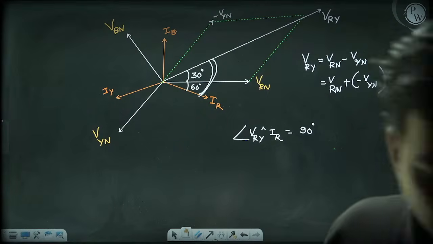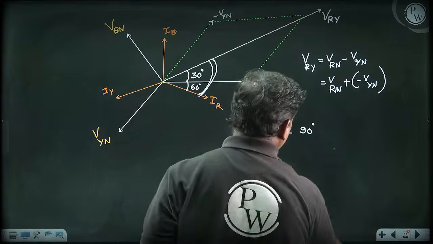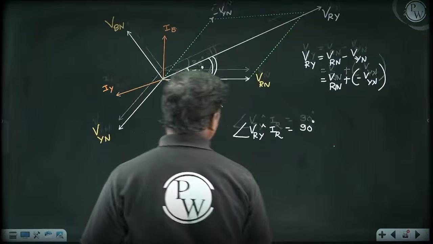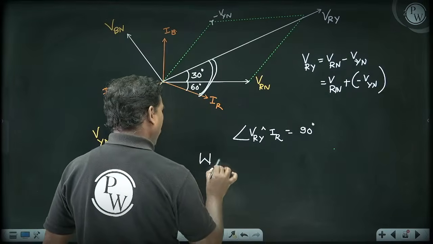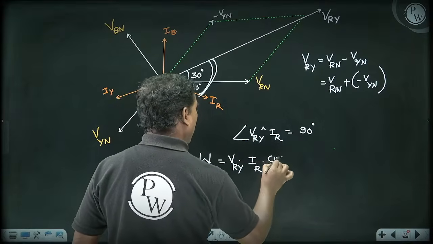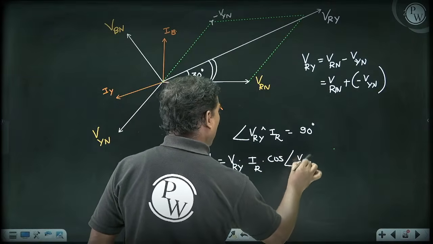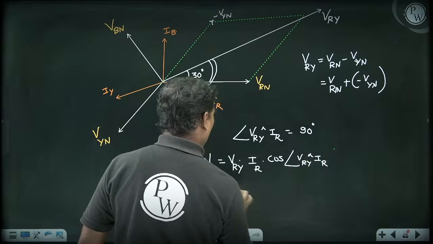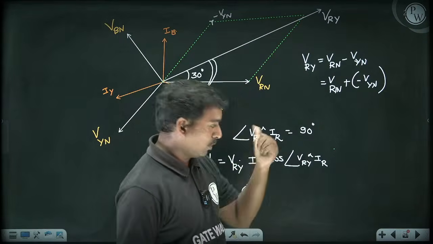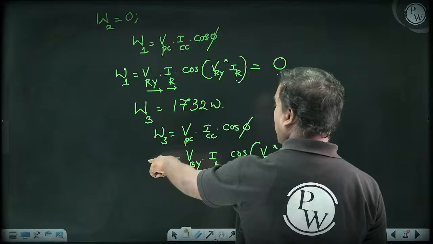So wattmeter 1 is connected between RY, na. So that's what I'm telling, W1. So W1 is equal to what? VRY into IR cosine angle between VRY and IR. So that will become 0. Done or not? Now similarly, you please find out this W3.